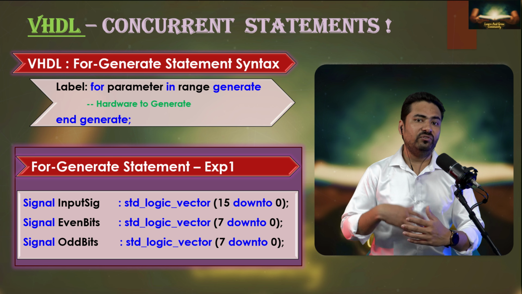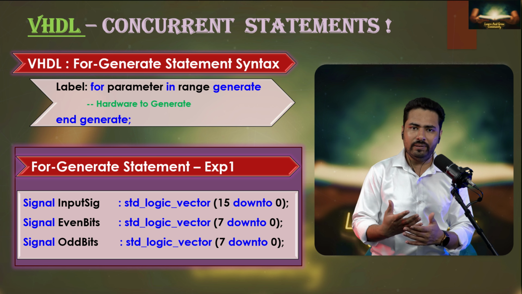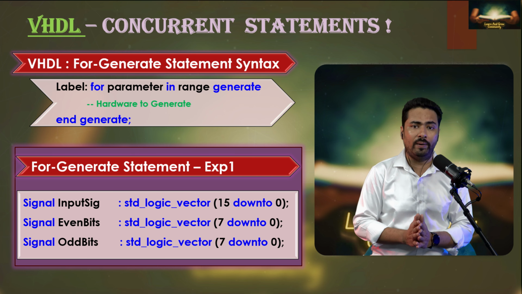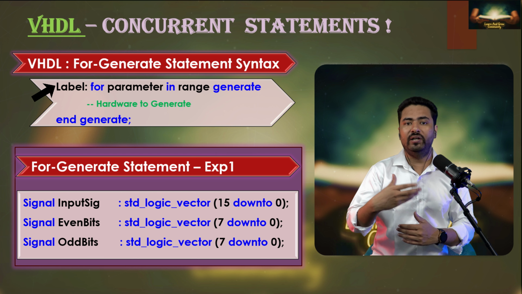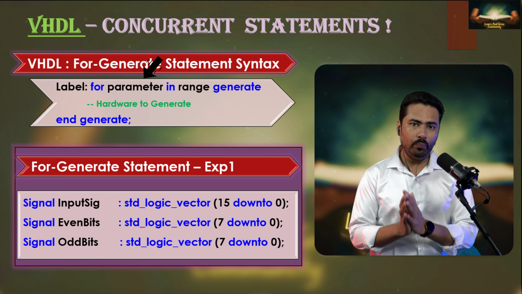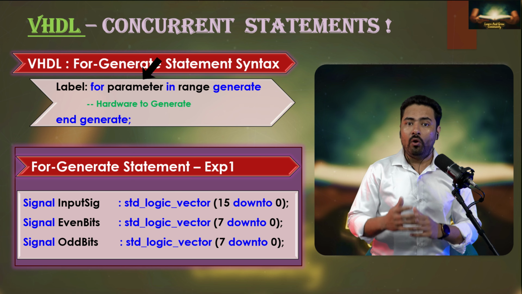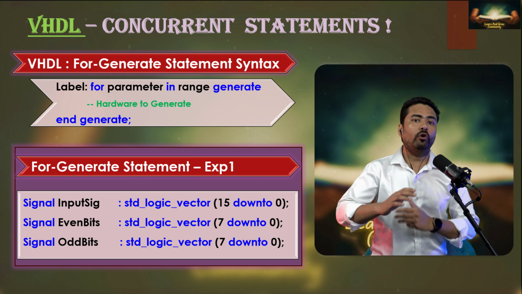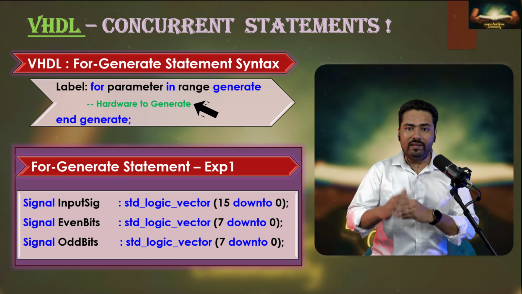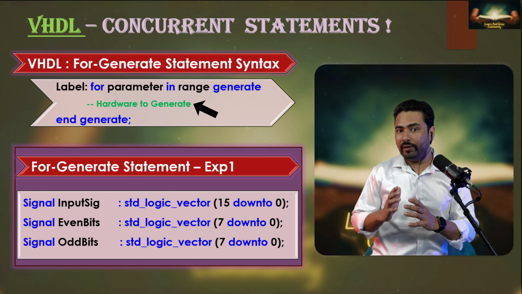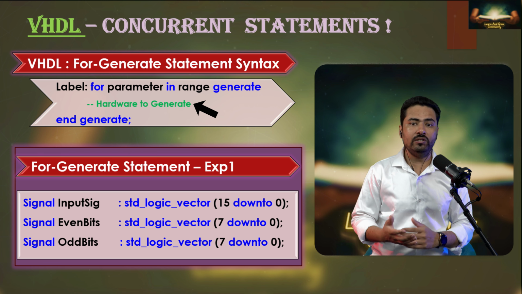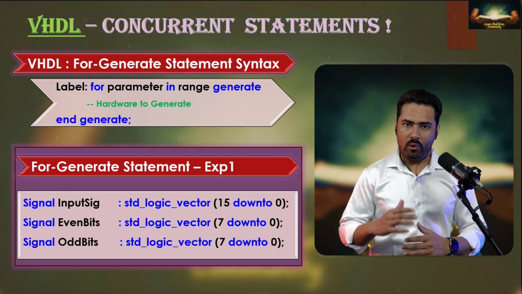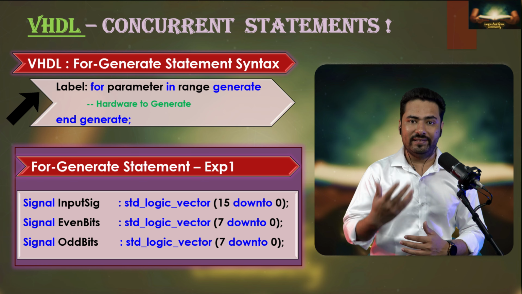The syntax of this for generate statement is very similar to the for loop in traditional programming languages like C or C++. In VHDL, you also mention a label at the beginning of the generate statement. The loop parameter acts like a counter, which specifies the range of values for each iteration, and the code within the generate statement will execute for each iteration. And this iteration creates the hardware instances or hardware blocks. Now let's see the syntax of for generate statement first.